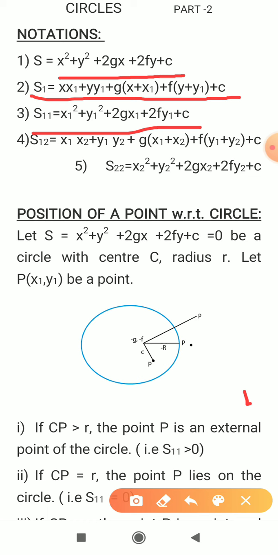This is important for finding the position of a point, finding the length of the tangent drawn from a point, and finding the power of a point with respect to the circle. These are the uses of S11.